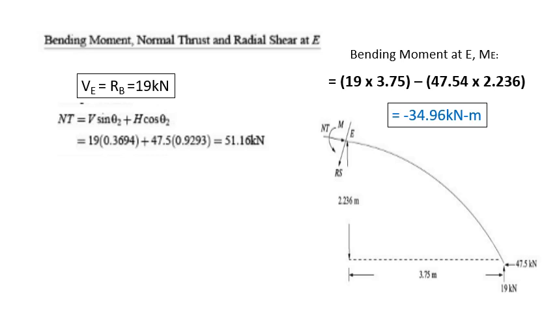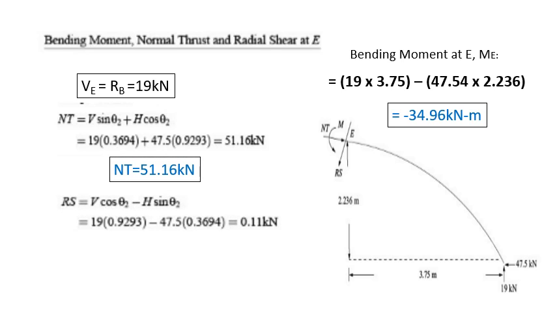Similarly, apply the equation to find the radial shear, that is V cos theta minus H sin theta. So find out the value of radial shear. It is 0.11 kilonewton. Okay, in this case, since from both sides the x is the same, you get the y as the same. If x is different, then y would definitely be different and hence theta. But in this case, from both sides, it is one and the same.